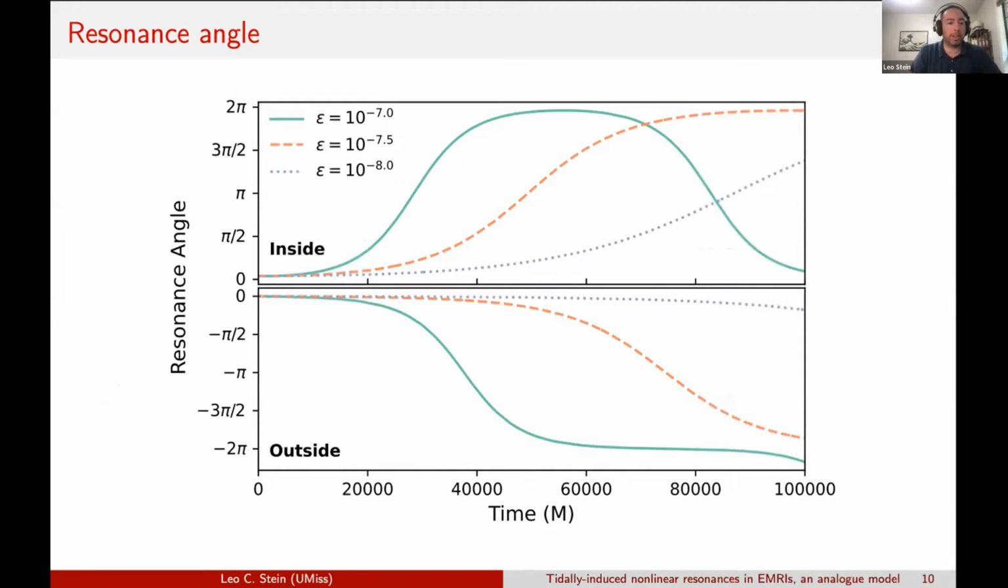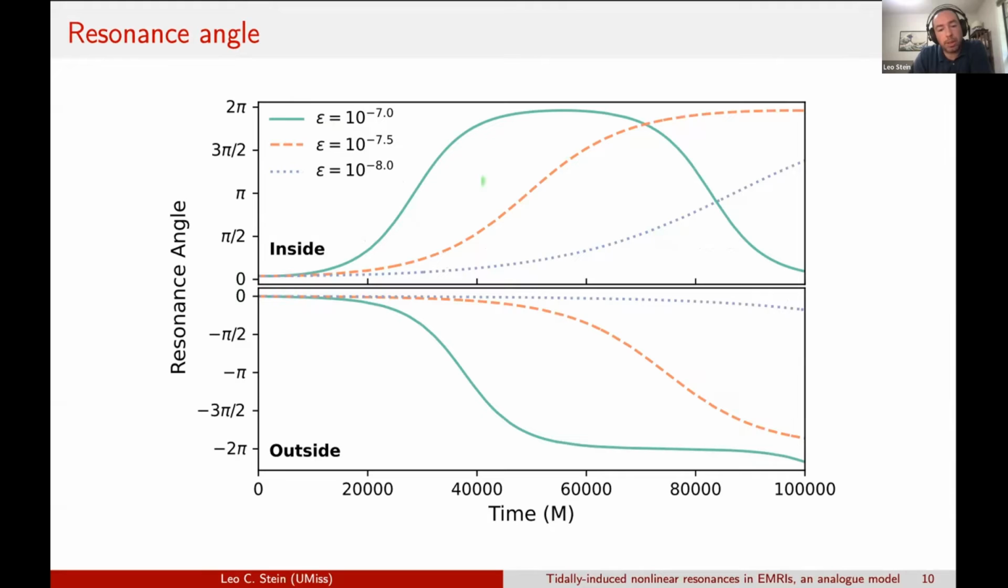Okay, so let's look at an example of this. So these 3 different curves are for 3 different strengths of the external perturbation. And what you can see is that as you crank the perturbation up, so going from blue to orange to green, this resonance angle on the vertical axis oscillates more and more quickly.